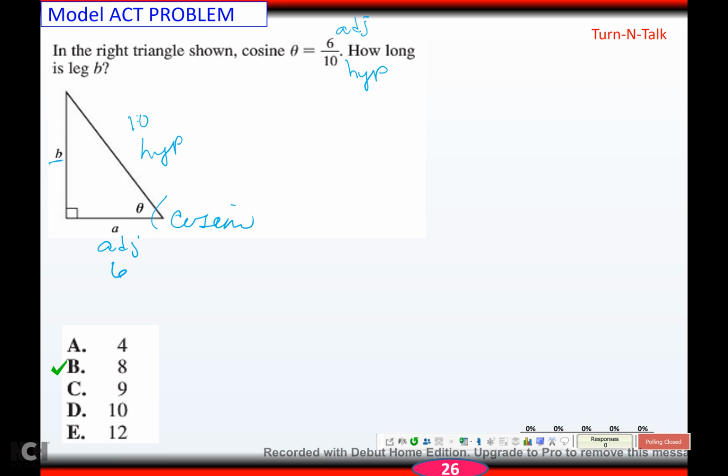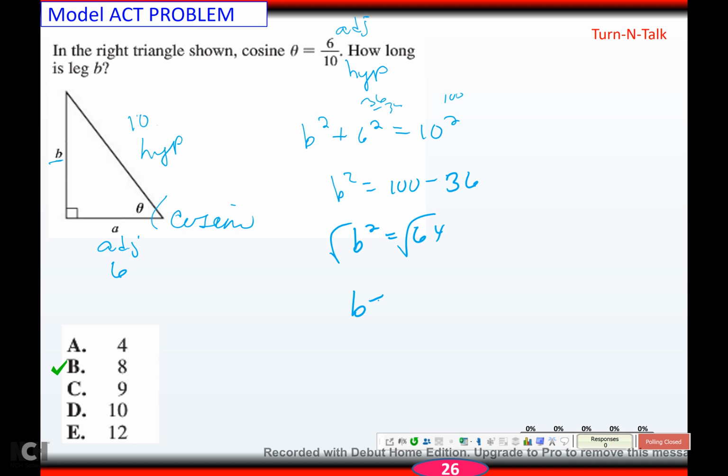Well, now that I know those two, Pythagorean theorem. So I have leg squared plus leg squared equals hypotenuse squared. So b squared equals 100 minus 36. This is 100, this is 36, minus 36 from both sides, yeah? And that gives me b squared equals 64, square root, and I get b equals 8. Okay?